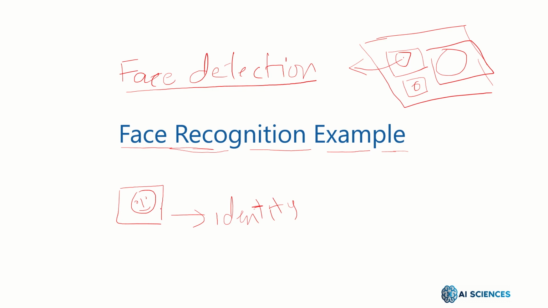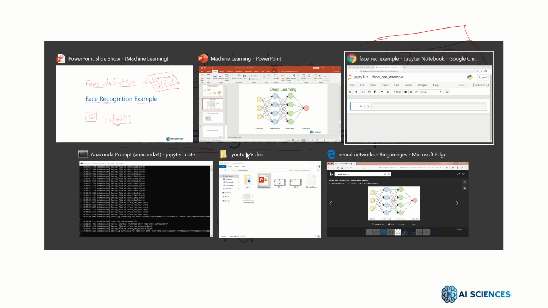But face recognition takes as input the face image, maybe cropped by a face detection algorithm. Once the face image is available, we need to identify whose face this is. So let's go to our friend Jupyter Notebook and go through this fascinating example. So yeah, let's go to Jupyter.